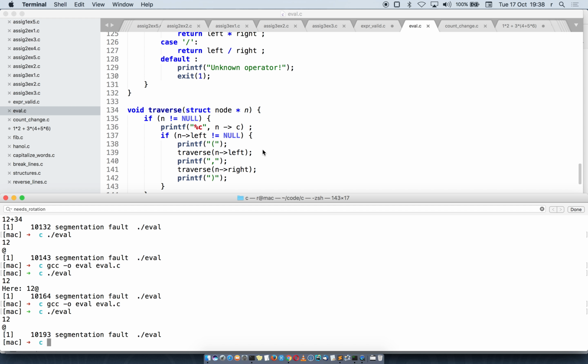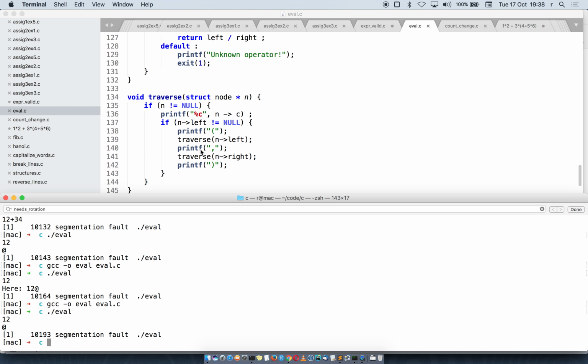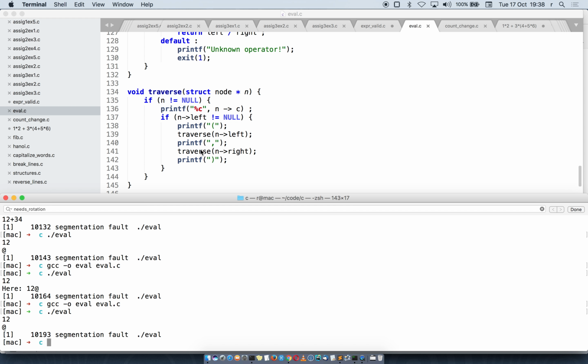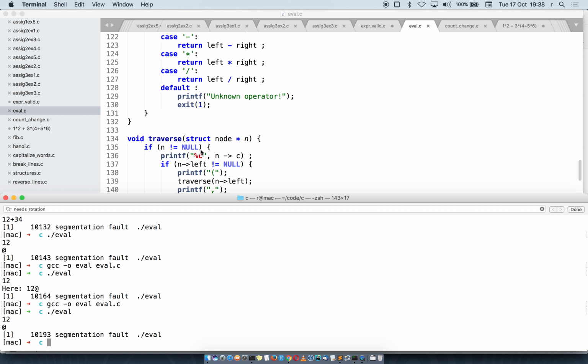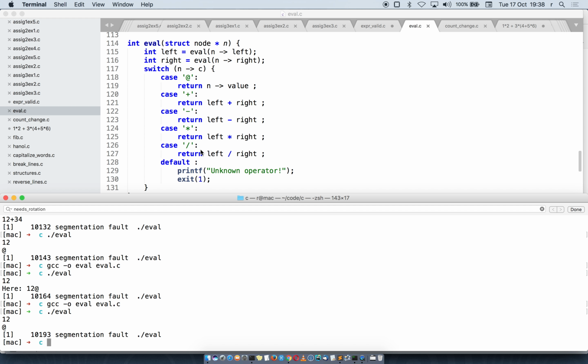When we do the traversal, we only print the character, right? So now we're not printing the value. But so we're going to see a lot of ats. So the traversal works. I think the traversal works. And then the evaluation might not work.